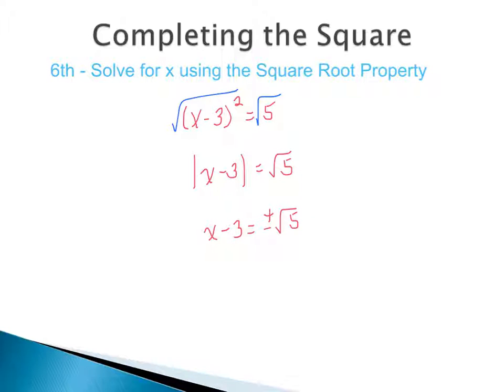Then from here, continuing to solve for x, we have x equals positive 3 plus or minus the square root of 5. If we write this in solution set notation, we would have 3 plus the square root of 5, and 3 minus the square root of 5. And that's how you complete the square.